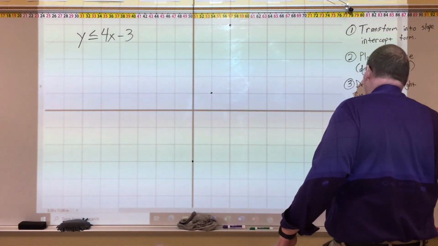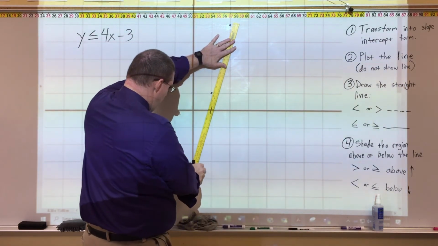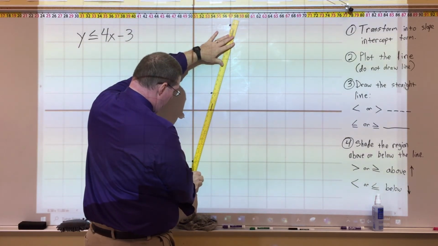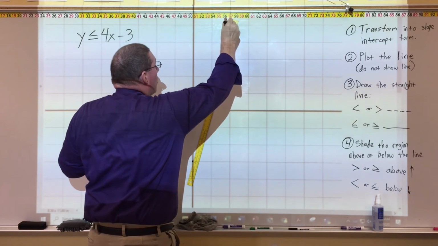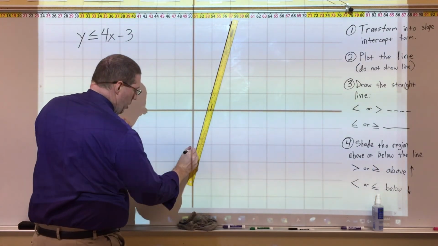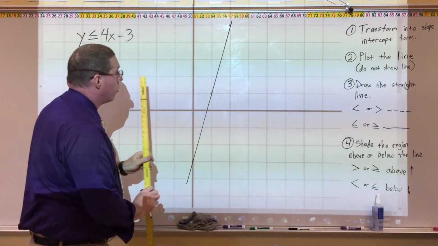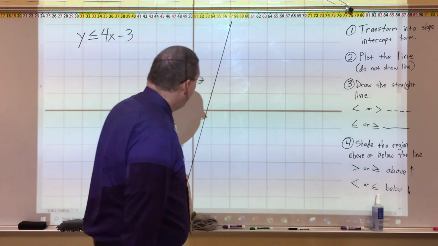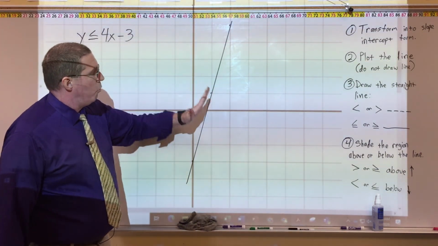So we're going to grab our straight edge here. We're going to line up these points. There we go. Line them up. And draw our line straight through. Okay, and I could draw more down here if I wanted to, but that's good enough for now. And now I have to determine whether I'm going to shade above or below.